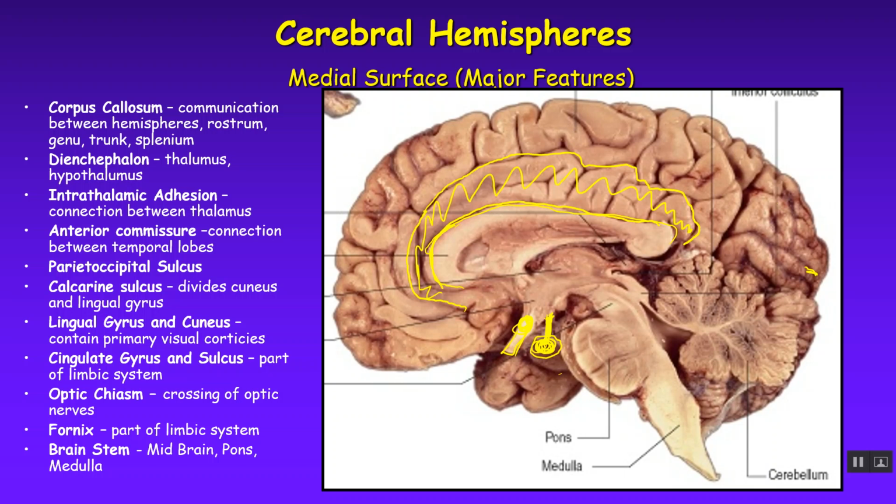pituitary gland. Remember, they're very connected because they both play a role in autonomic nervous system regulation and homeostasis. There's your hypothalamus, then it's connected to the pituitary gland via the infundibulum. So here's your corpus callosum. Some of your brains will also have what looks like a little mini corpus callosum right down here.